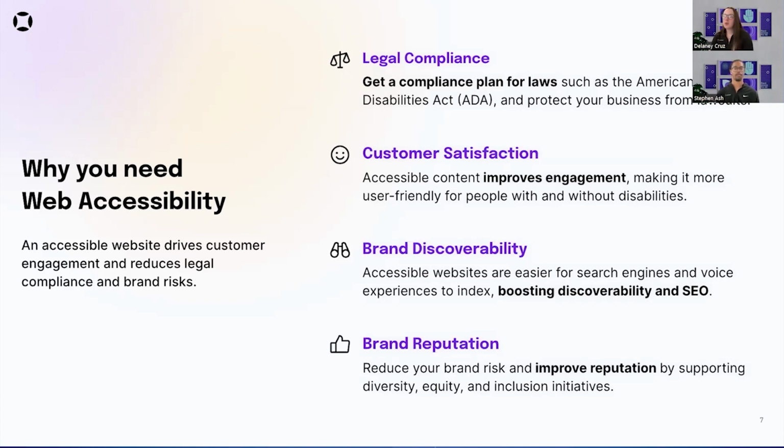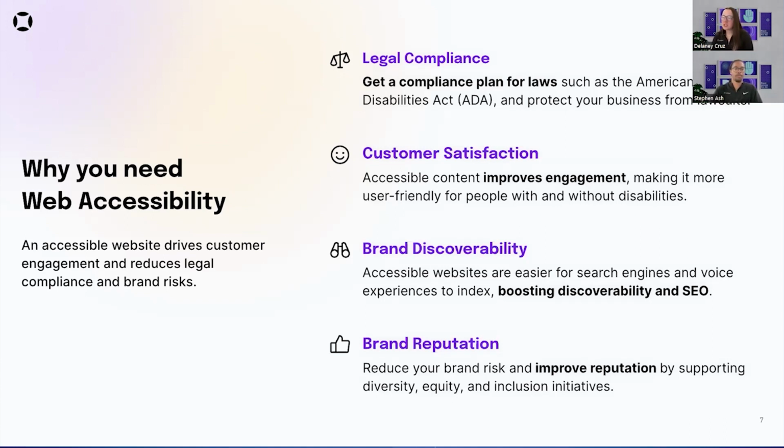So ensuring that you have accessible experiences is going to be really important when it comes to customer satisfaction. Brand discoverability is something people aren't as aware of when it comes to the importance of accessibility. But accessible websites are easier for search engines and voice experiences to index, boosting discoverability and SEO, which we know is incredibly important when we're discussing performance of websites.